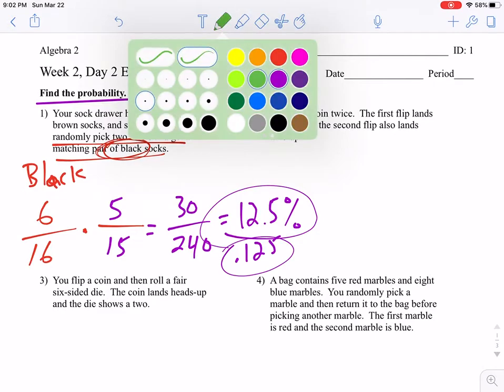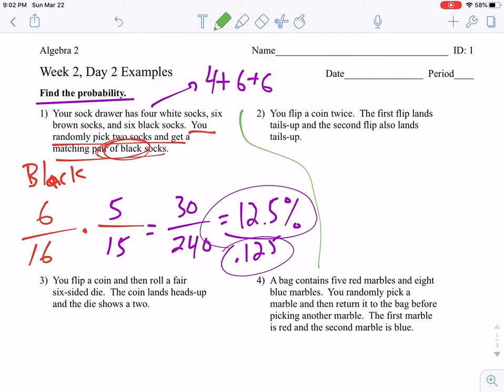Okay. So let's look at number 2 here. Number 2, we're flipping a coin twice. So again, when you flip a coin, you could get a heads or a tails, remember? And we're pretending that the first flip lands tails up, and the second flip lands tails up as well. So when you flip a coin, what's the probability of getting tails? Well, 1 out of 2.